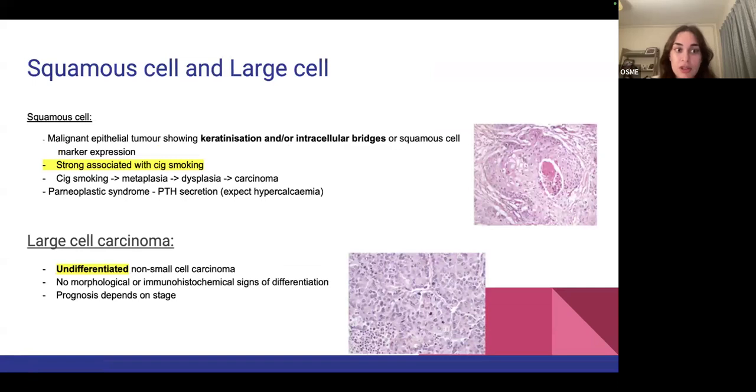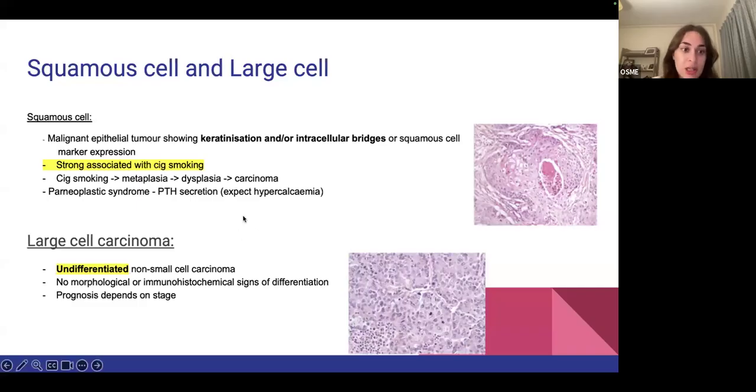So, squamous cell and large cell cancers. Squamous cells are the same type of tissue that's normally found on the skin. So if you're getting squamous cell tumors in your lung, they'll have things like keratinization and intercellular bridge formation, or squamous cell marker expression. These will be the key phrases in the question that will drive you to think, okay, instead of adenocarcinoma, it might be a squamous cell cancer.